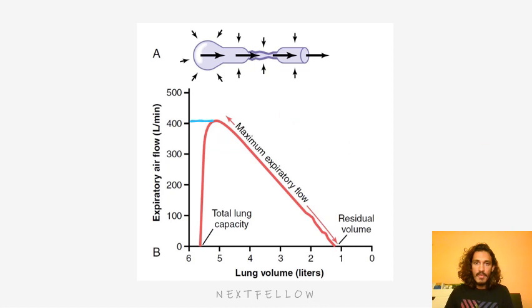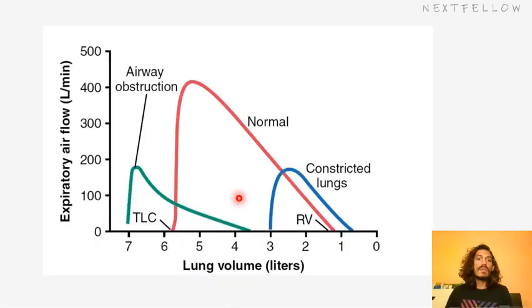Another diagram shows lung volume against the expiratory airflow. This is the flow volume loop. This is the flow, this is the volume. So this is the flow volume loop or curve. It's called a curve, or if you complete it with the inspiration part, it becomes the loop. So this is a normal one.